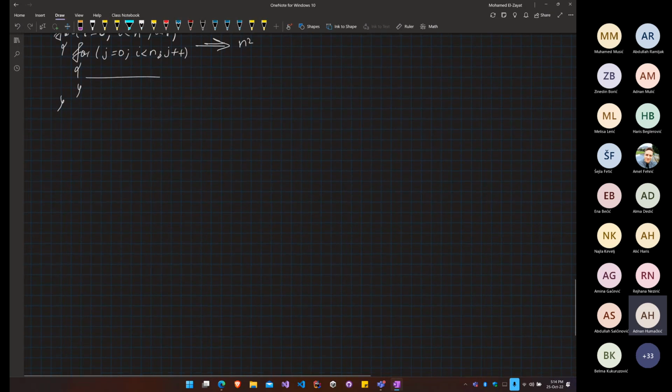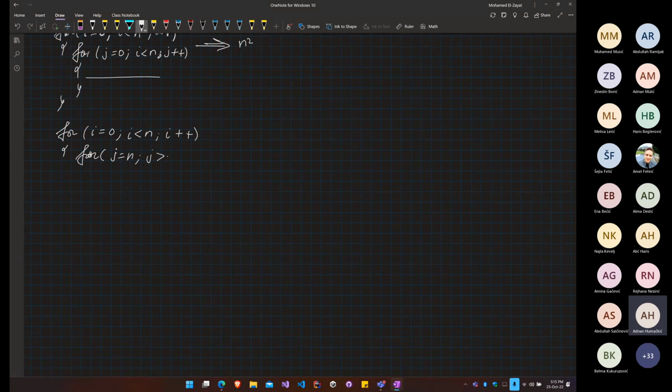And if you would like to have fun with the patterns, if you meet something like this, so i equals 0, i less than n, i plus plus, and another one, for j equals n, j is larger than 0, j minus minus, right? This will also execute n squared times. Okay. Again, let me just correct this. So O of n squared, this is the polynomial order. O of n squared, this is also the polynomial order.